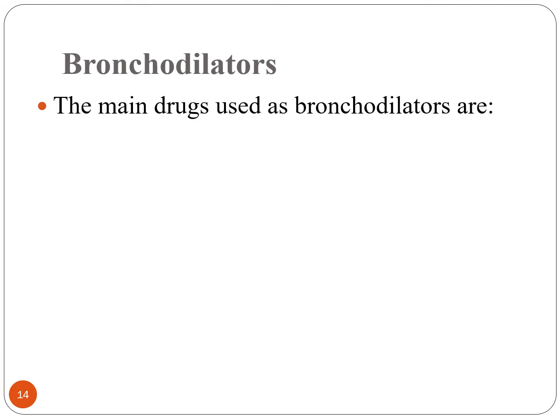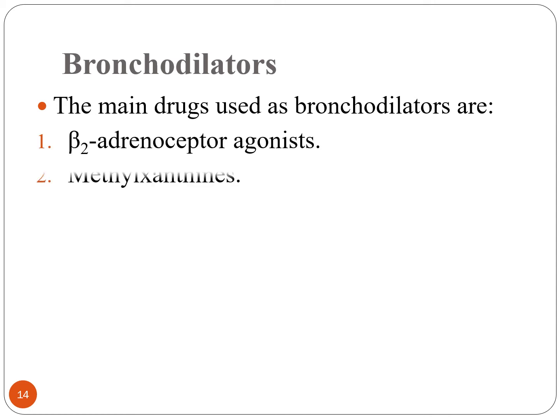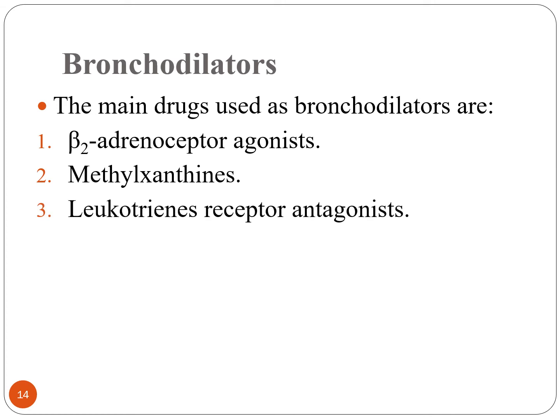The main drugs that are used as bronchodilators are, first, beta-2 agonists. We know these beta-2 agonists such as salbutamol, salmeterol, terbutaline, formoterol. And the second group of drugs, methylxanthines, such as theophylline, aminophylline, caffeine, all of these are methylxanthines. And the third group of drugs are leukotriene receptor antagonists, the lukasts, such as montelukast and zafirlukast.